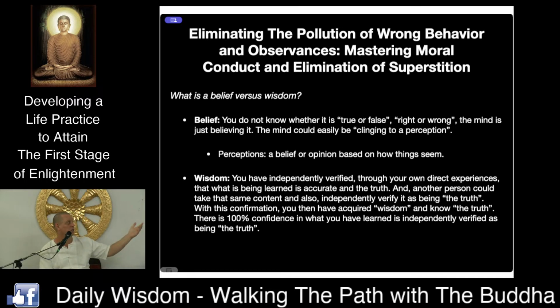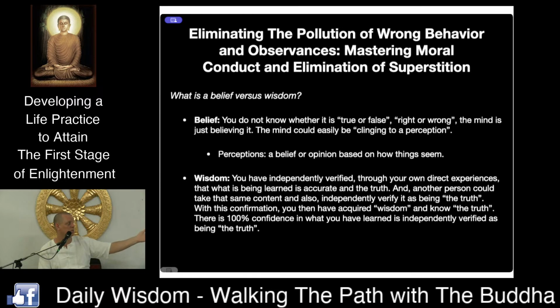Okay, what belief is, you don't know whether it's true or false. If you're just believing something, you don't know what's necessarily true and what's false, or what's right or wrong, or what's wise or unwise. The mind is just believing it. The mind is clinging to a certain perception. Remember those 5 aggregates that I taught yesterday. What a perception is, is your views and opinions of the world, where you look out at the world and you're viewing the world through the way things seem to be, rather than true reality. That's what a perception is. It's like an assumption. So you're not interested in clinging to any kind of perception, because what a perception is, is a belief or opinion of how things seem to be. But what you're interested in getting to is the truth and to wisdom.